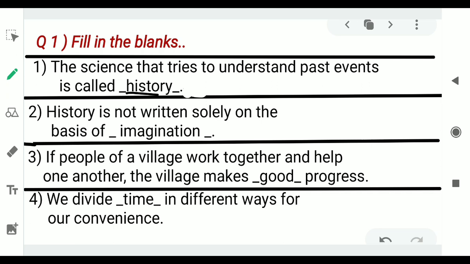Number 2: History is not written solely on the basis of imagination. Now here you have to underline the word imagination. Write neatly, clearly and properly. Don't make any mistake.